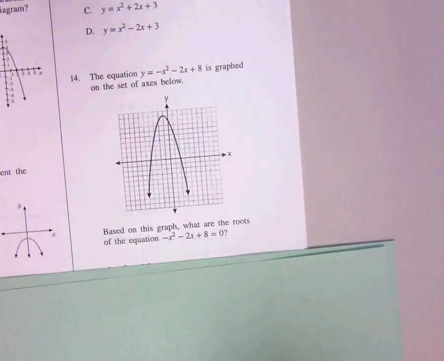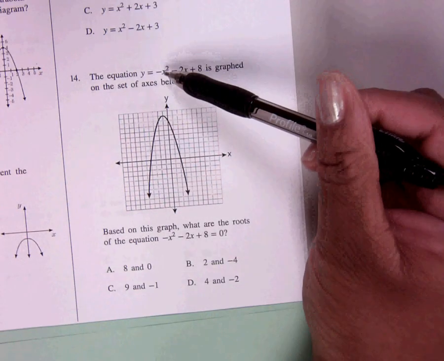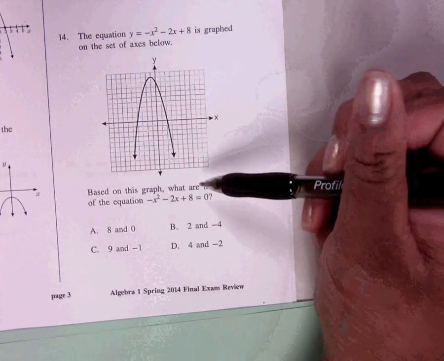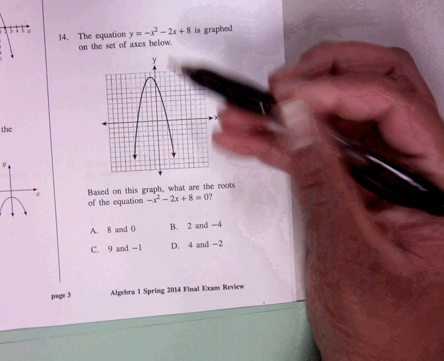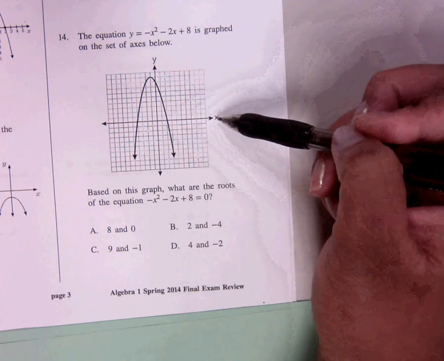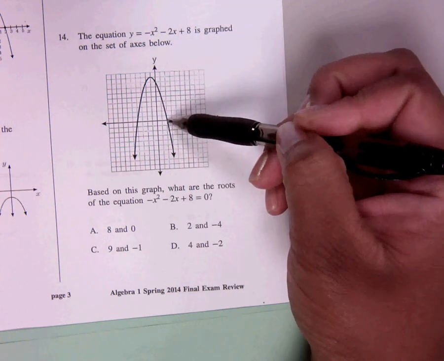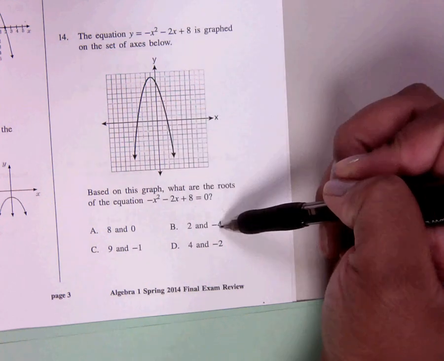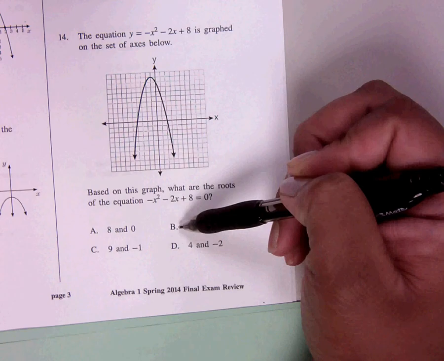Okay, moving on to 14. The equation y equals -x squared -2x +8 is graphed below. Based on this graph, what are the roots? Okay, you can simply look at the graph and see where it crosses the x-axis. Crosses here at +2 and 1, 2, 3, -4. +2 and -4 would be answer choice B.